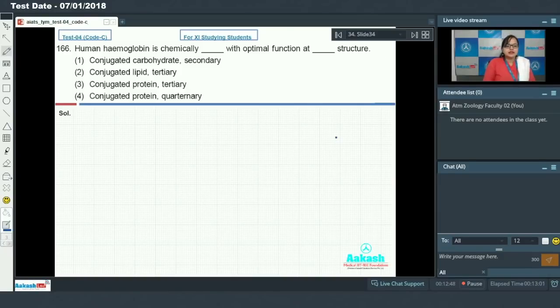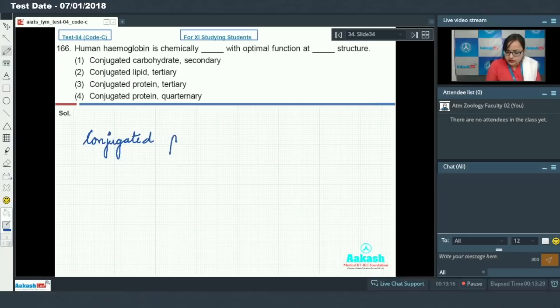Question 166, which says human hemoglobin is chemically with optimal function at structure. So we have to select the option which gives the correct answer for the blanks in the above statement. So human hemoglobin is chemically a conjugated protein.